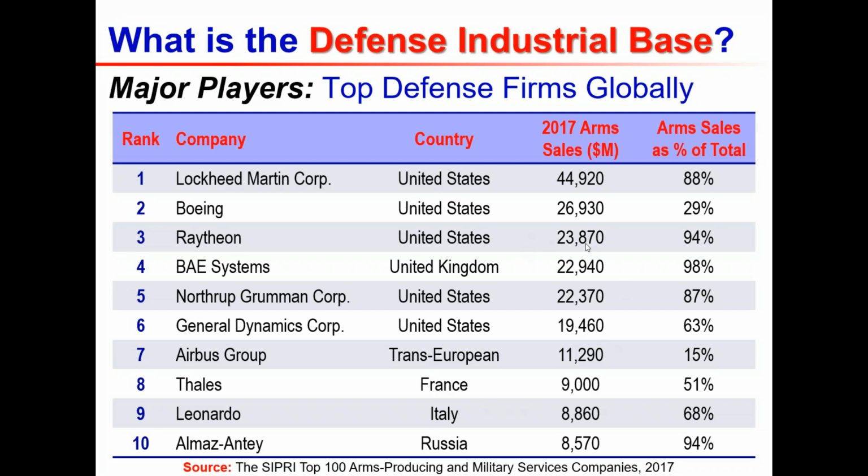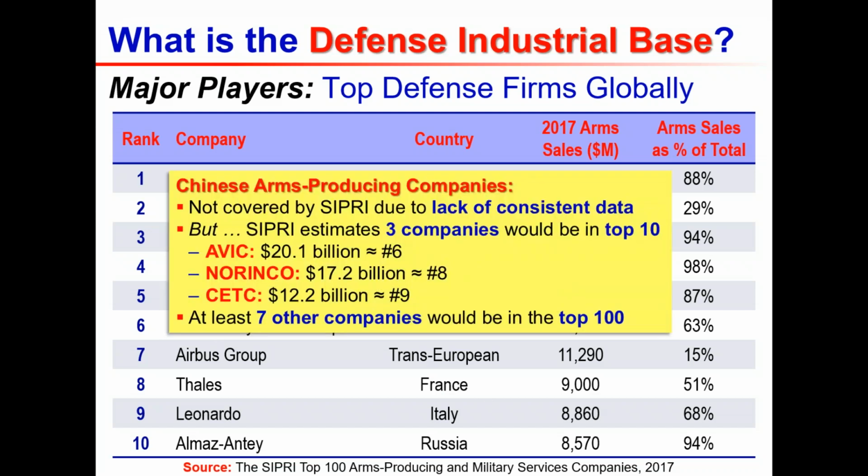You might be asking the question, what about China? So the idea is, how does SIPRI handle China? Well, they don't cover them due to lack of consistent data, right? They really can't get good consistent data. They have estimates, right? But consistent data over time on the size of these Chinese defense firms, which are, of course, publicly owned, is challenging. But they do estimate that 3 companies would be in the top 10 based on the data they do have.